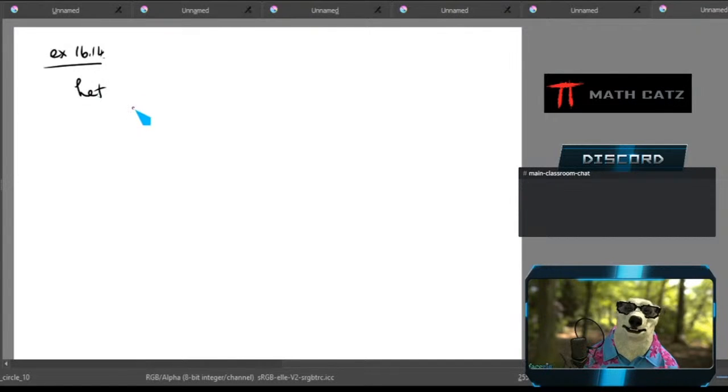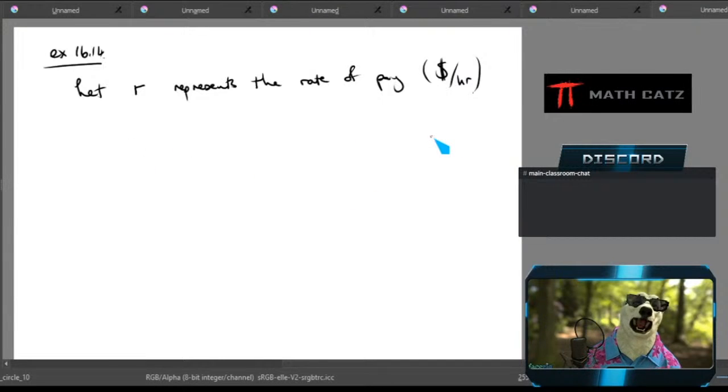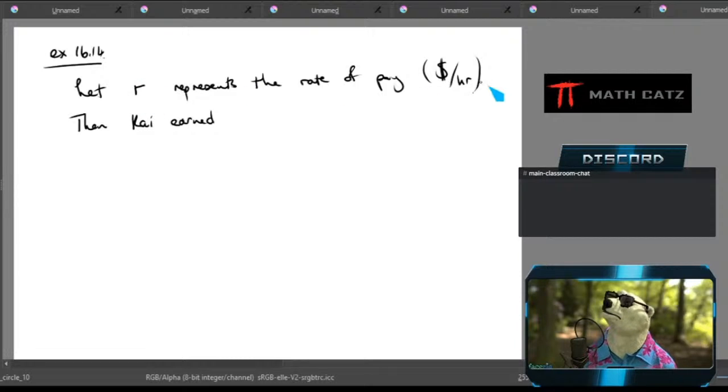So questions are a little different sometimes. Let's say, let's go little r, and that represents the rate of pay. So that'll be dollars per hour. And it's the same for all of them. So then I'm not quite done because I need to represent other quantities. Kai works for 30 hours at R dollars per hour.